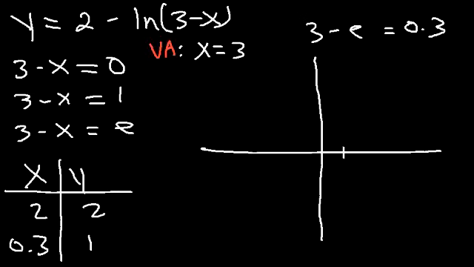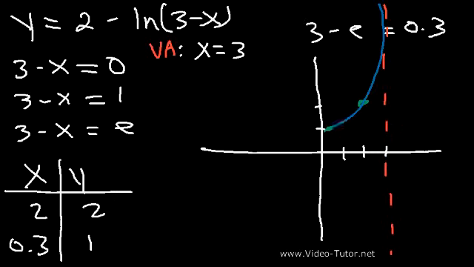Now let's go ahead and plot it. So we have a vertical asymptote at x equals 3, and we have the points (2, 2) and (0.3, 1). So (0.3, 1) is roughly in that area. So now let's go ahead and graph it. Start from the vertical asymptote and just follow the 2 points. I missed the second point, so let's do that again. So it's going to look something like that.